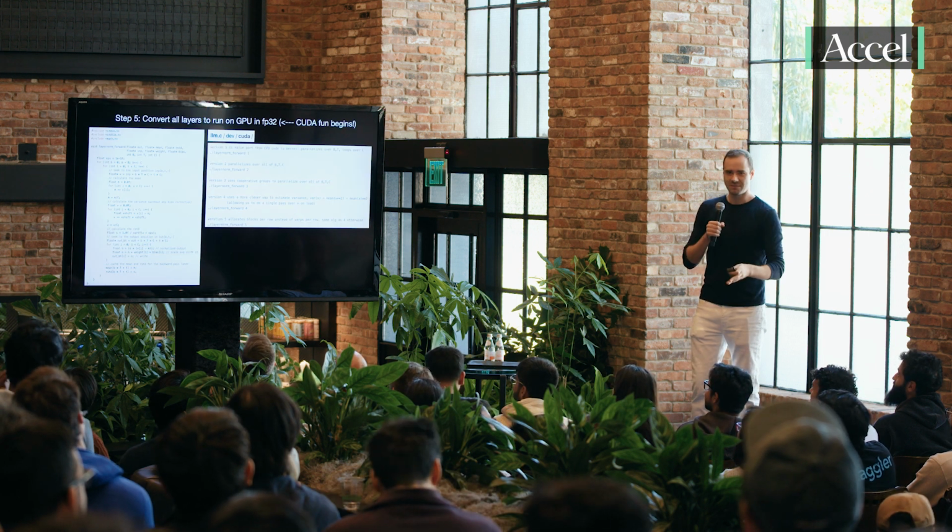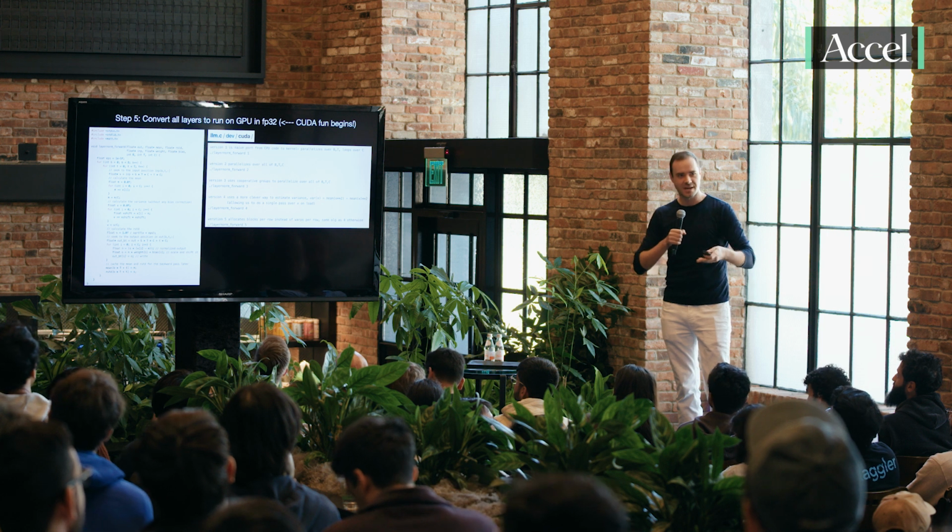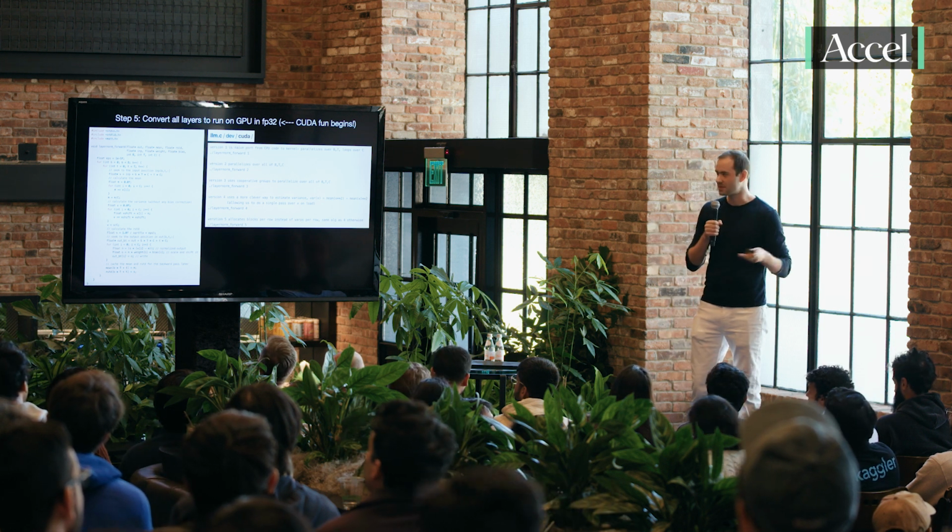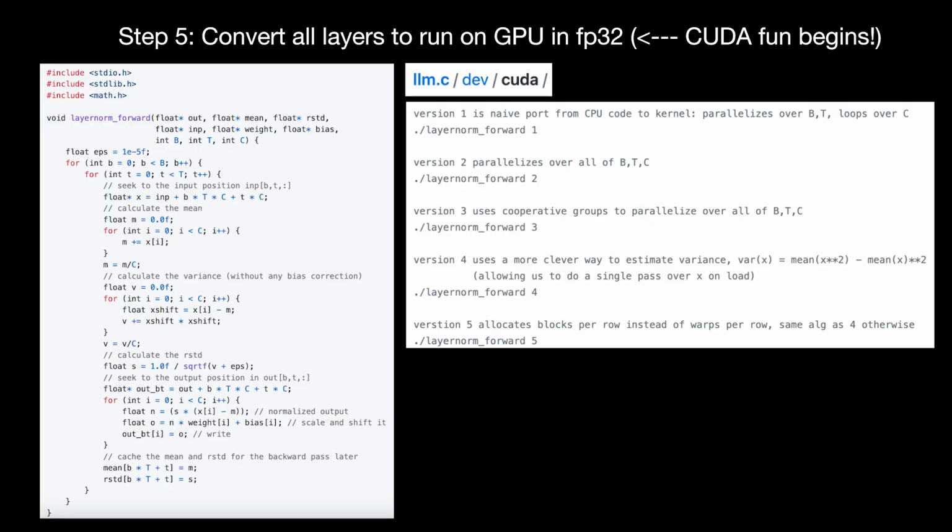Okay, so now we have C code, but it's inefficient. So we'd like to run it faster. For that, we reach for GPUs. So we need to convert all of our C code to GPU. So this is where we go to the dev CUDA part of the repo, and we start to develop all the kernels. So here's the layernorm forward pass, as I mentioned.